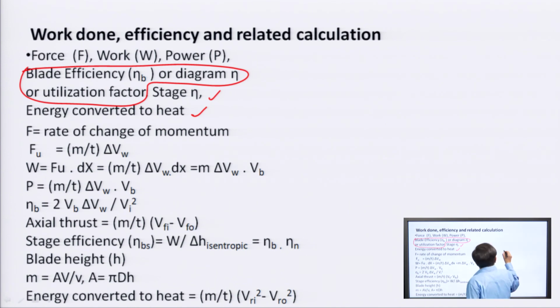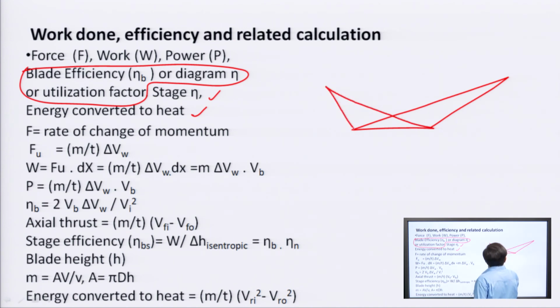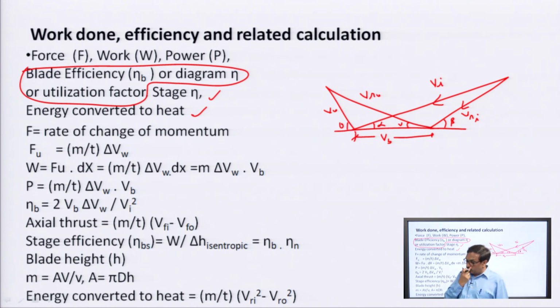So, suppose this is your velocity diagram: this is V I, this is V R I, this is V B, this is V R O, and this is V O. These are the angles: inlet angle beta, outlet angle gamma, this is the nozzle angle alpha, this is theta. We have to find out the force. Force is nothing but the change of momentum.